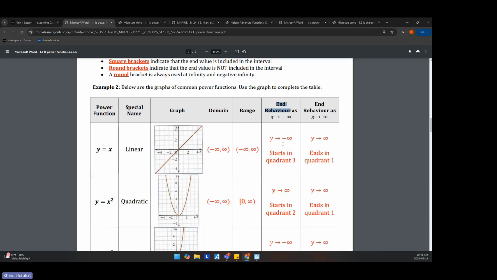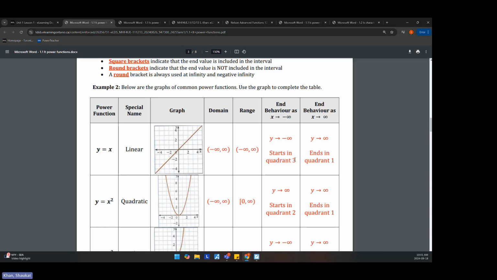End behavior. As x goes to -infinity, y is going to -infinity. What does that mean? It means you start from the origin and you're going towards the left, and x is getting smaller and smaller and smaller. Hence, x is going to -infinity. What's happening to my y values? My y values are also getting smaller and smaller and smaller. So y is also going to -infinity.